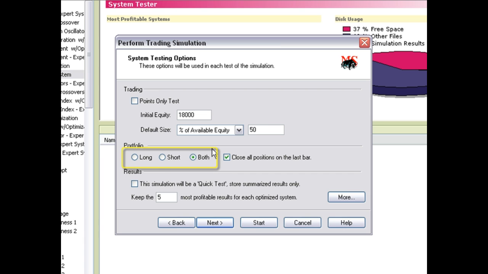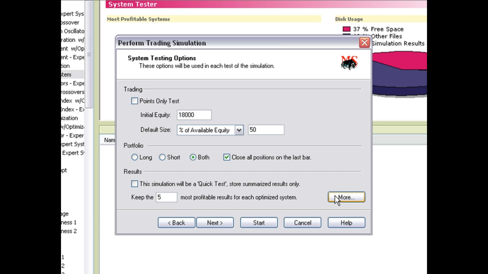Next, I can come down and tell the system I only trade long, I only trade short, or I do both. So let's actually test where we would actually get in on a long trade. We'd go short when we get a sell signal. So we'll take that kind of stance on it.